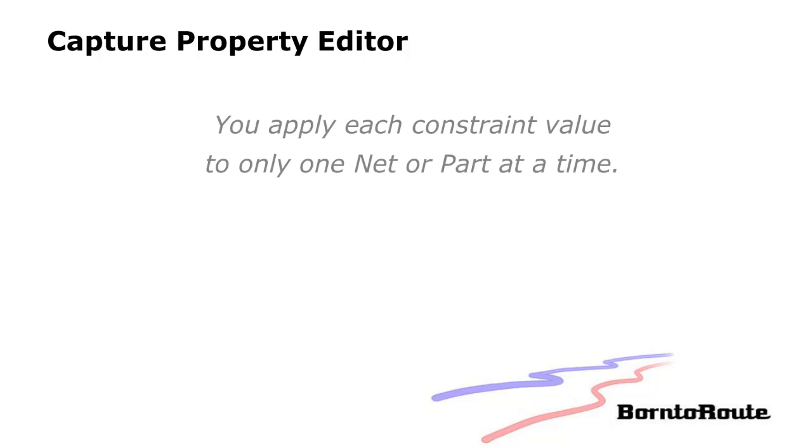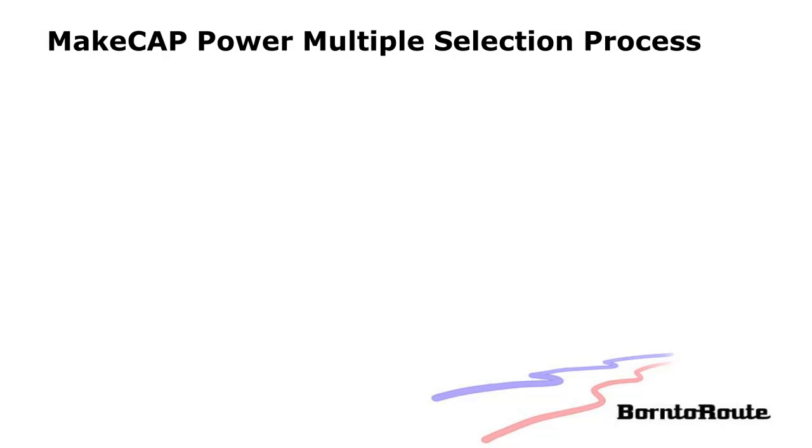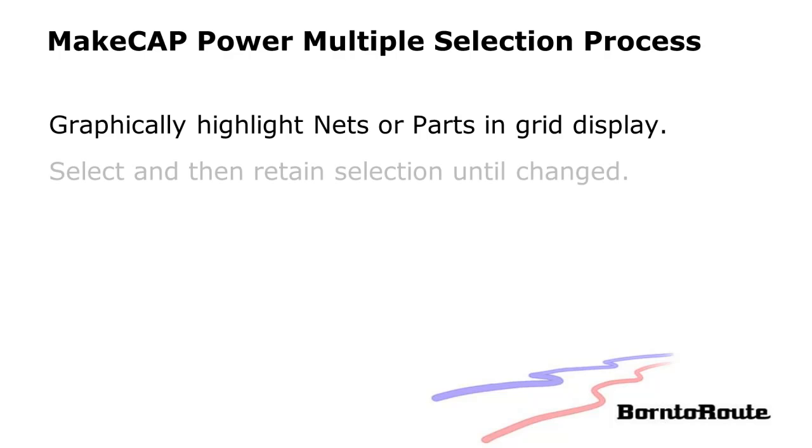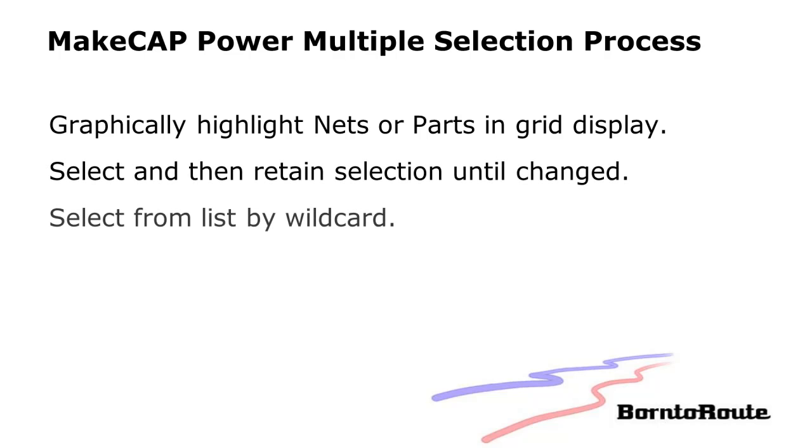In Capture Property Editor, you can only apply a constraint to one net or one part in a single operation. In MakeCAP Power, you select a number of nets or a number of parts, and then you can apply the constraint to that selection. In this movie, we're going to show you many different easy-to-use ways of creating the selection of nets or parts that you want.